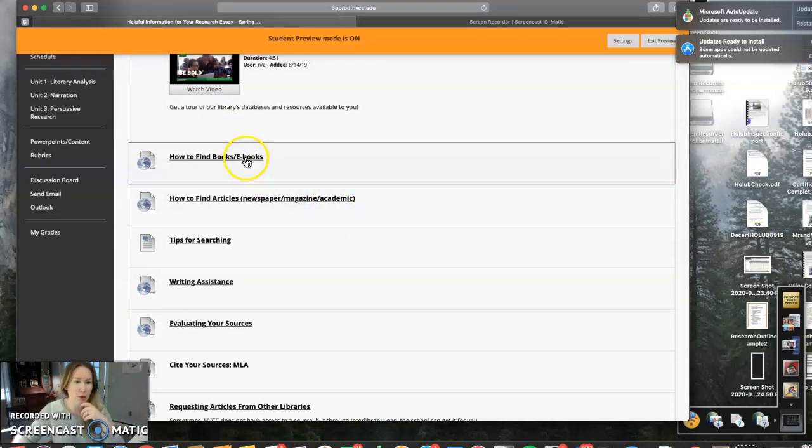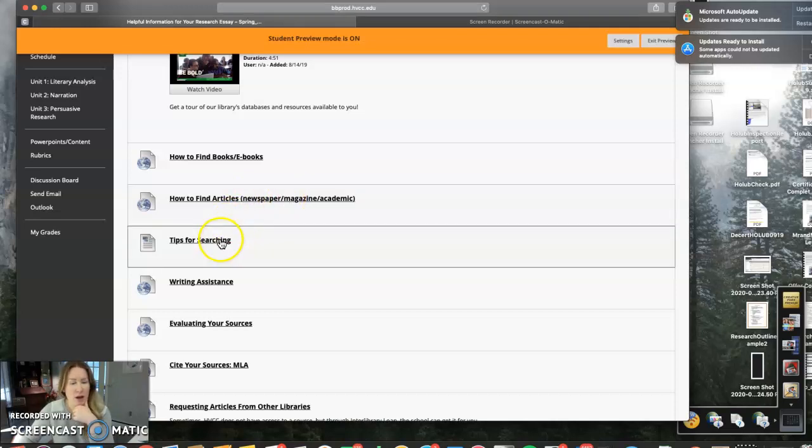There's links how to find books and ebooks. Don't forget that's one of the source requirement types for this assignment. How to find articles. You also are required to use an academic journal, aka a peer-reviewed journal. And you also need a newspaper or a magazine article. So that's going to show you how to find them. I have a tips for searching link here.